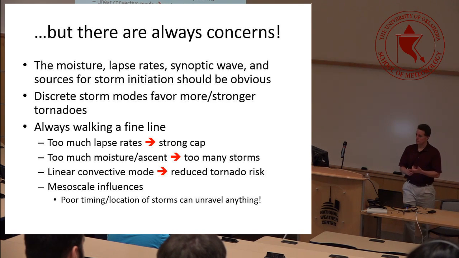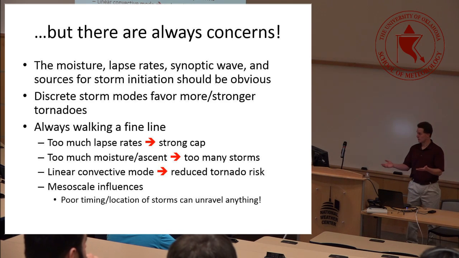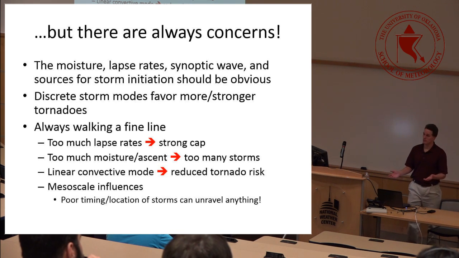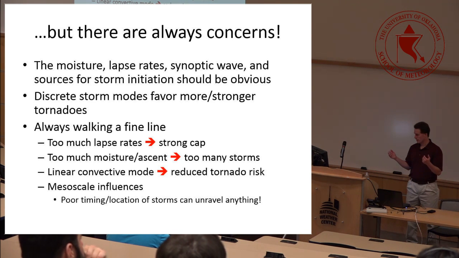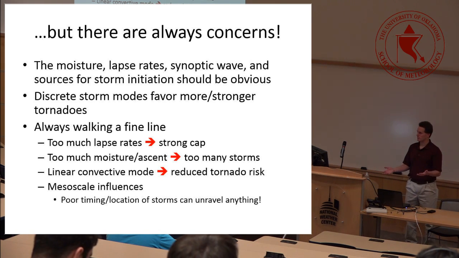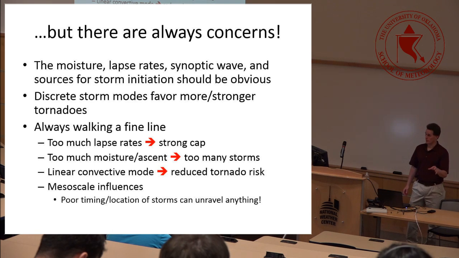If the lapse rates are too steep, that often means the EML is too warm. There's a lot of inhibition, so too much of the lapse rates can be wrong. If the moisture or the ascent are too large or too strong, you might get too many storms and change the convective mode, or essentially overturn the environment before you ever build up a lot of buoyancy. And again, you need to get discrete modes. Linear convection in an otherwise interesting environment is not going to produce the same tornado risk that discrete storms will. And then, of course, there's a whole host of mesoscale things, and we're going to talk about that after the break.